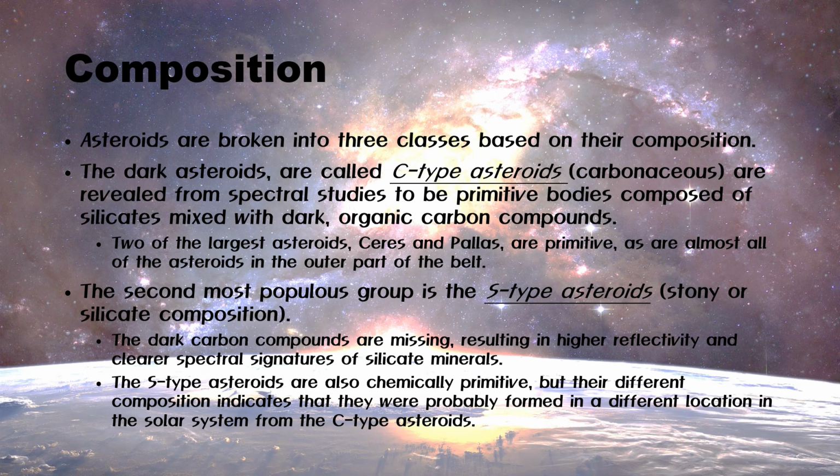The second most populous group is the S-type asteroids, which are stony or silicate composition. The dark carbon compounds that we find in C-types are missing, resulting in a much higher reflectivity and clear spectral signatures of silicate materials. The S-type asteroids are also chemically primitive, but their different composition indicates they were probably formed at a different location in the solar system than that of the C-type asteroids.